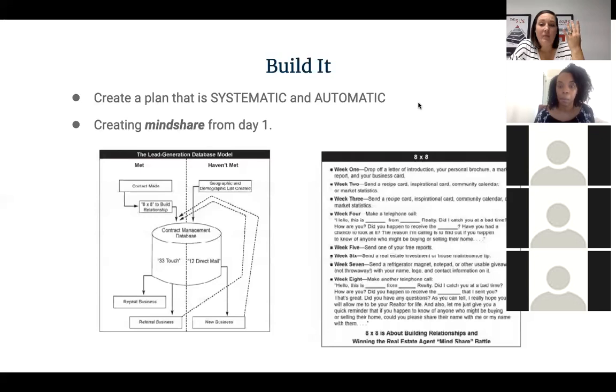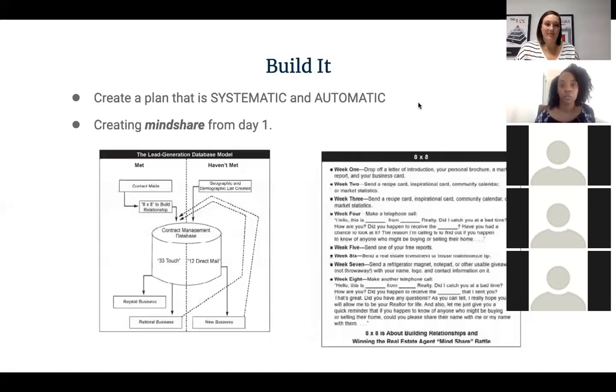Hello, this is Katie from KW Montgomery. Did I catch you at a bad time? How are you? Did you receive the information I've sent you? Did you have a chance to look at it? The reason I'm calling is to find out if you happen to know anybody who might be buying or selling their home. Have a conversation with them. Take notes, put it in your command, continue your follow-up in week 5.